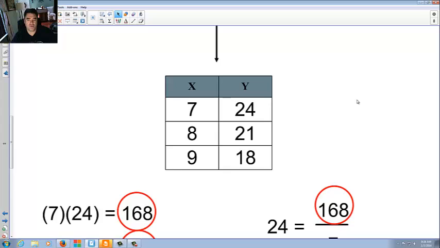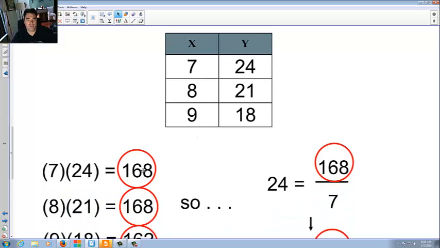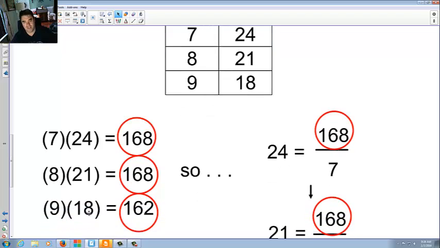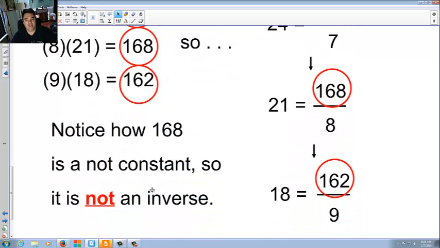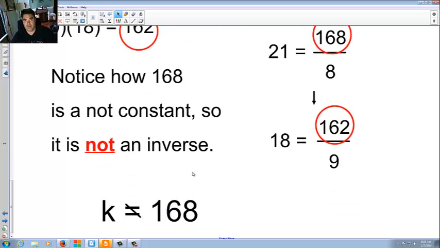Well, as you do all three, notice how the first one makes 168, the second one makes 168, but the third one only makes 162. Now, because they're not all three the same, it's not a constant. Notice how 168 is not a constant, because not all three are the same, so it's simply not an inverse variation. That's all.